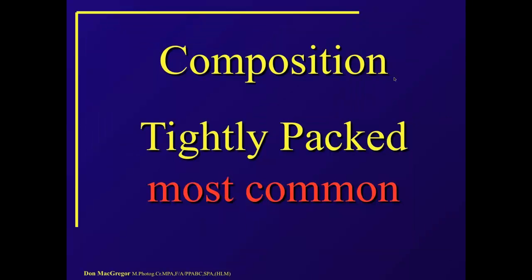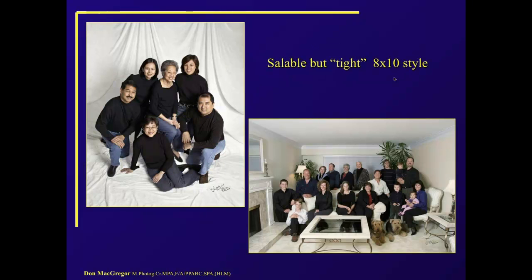Composition of tightly packed images is the most common thing that people do today. Look at these two images in here. They're very salable. They're tight, but they're the 8x10 style of composition. They're okay. They're kind of boring, but they're okay. But this is what most people are doing. And if you think about it, when our clients take their 5D Mark IIs or their Rebel T, whatever it is, that's got the same megapixels as our main cameras, to their family reunions, this is what they do.